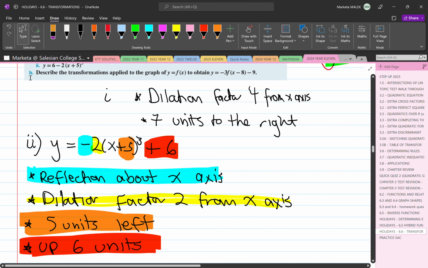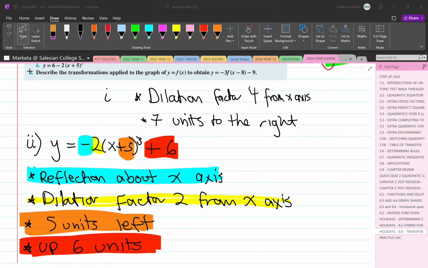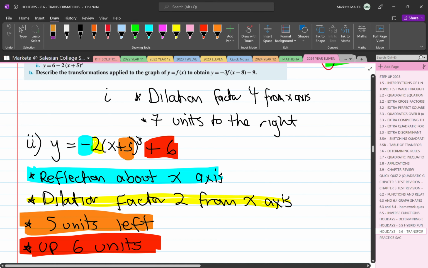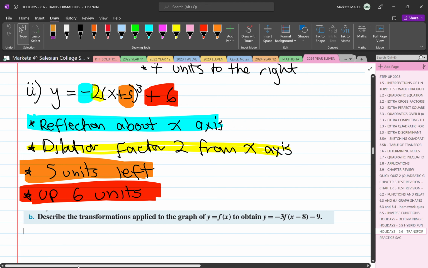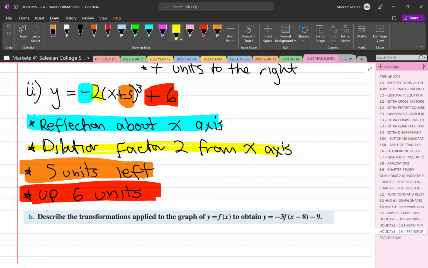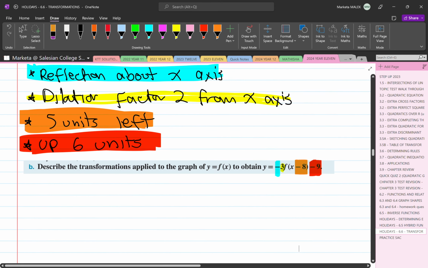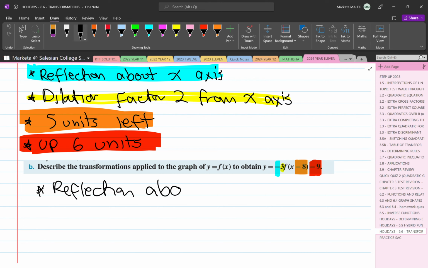The next one, I'm just going to take that down here so I can see it a little better. This is now written in a way that some people don't really like, but actually I think it's easier to work with than when it's got the actual function. So for a start, we have a negative out the front. We have this 3 here, and we have the 8, and we have the -9. So our first thing in blue, reflection about x-axis.